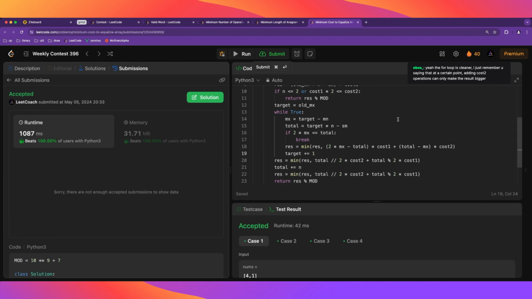I just remember you saying that at a certain point, adding cost 2 operations can only make the result bigger. Yes, yes, once we are doing all the cost 2 operations, increasing the target more than this 2 times won't help. It would be counterproductive. So yeah, thanks for the insight.